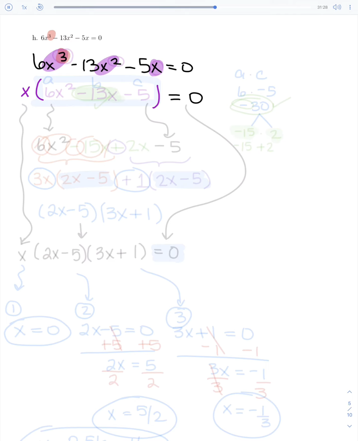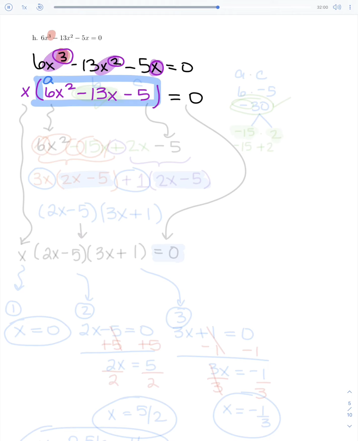So pulling an x out of each and every piece will leave us with, instead of a 6x cubed, a 6x squared. And instead of a 13x squared, it'll leave us with just a 13x. And on the last piece, the only x that you have will disappear because it gets pulled out in front. The question is, after you pull out the x, with the 6x squared minus 13x minus 5, can you now do the AC method on just that piece? And the answer is yes.